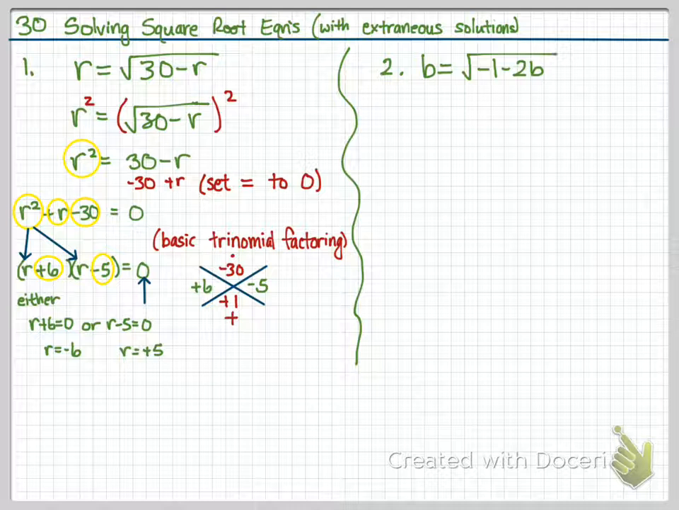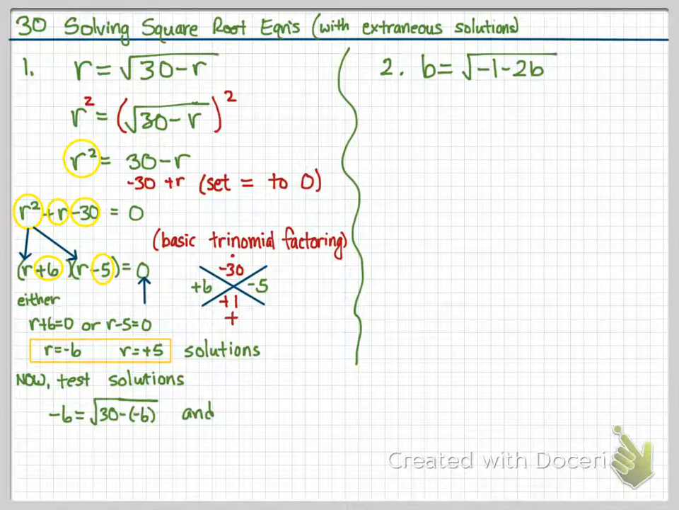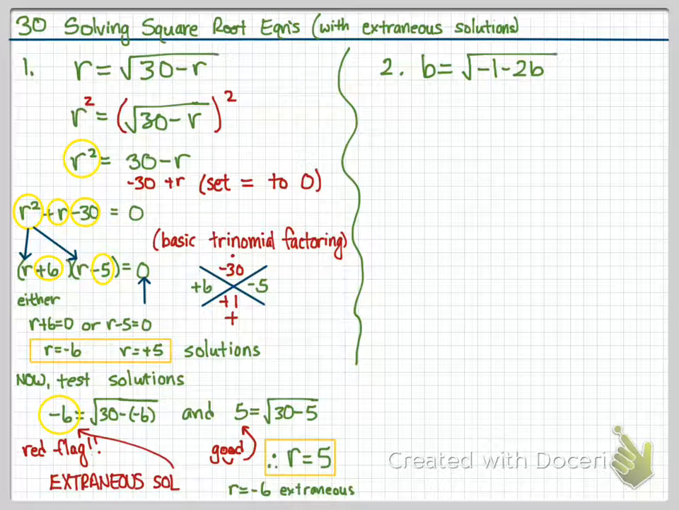So it looks like we have two answers, except for the fact that those two solutions have to be tested in our equation. So we try negative 6, and we try positive 5. When you see this, you've got negative 6 being the answer to a square root. When we're talking about square root functions, we look for the positive answer. So negative 6, red flag. Positive 5, that's good. So negative 6 becomes an extraneous solution because when we square root something, we're looking for the positive version of it. R equals negative 6 is an extraneous solution to this, where r equals 5 is the actual answer.